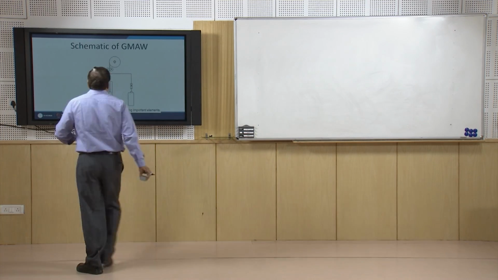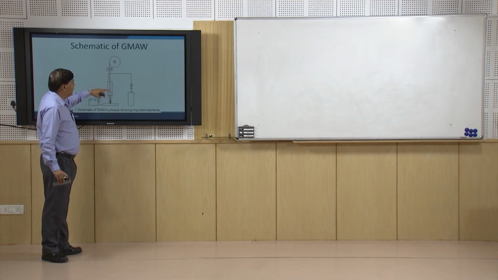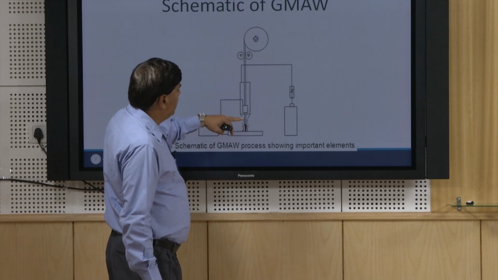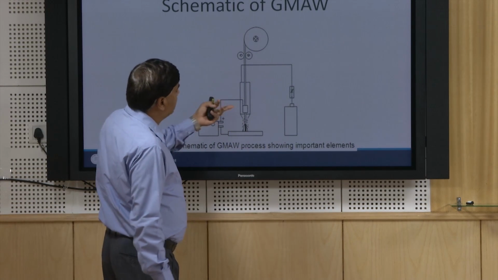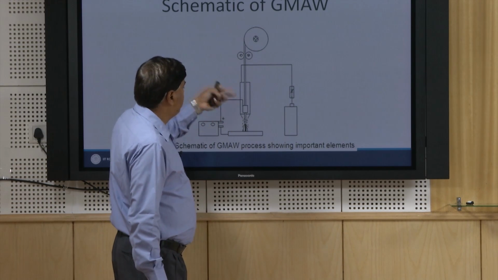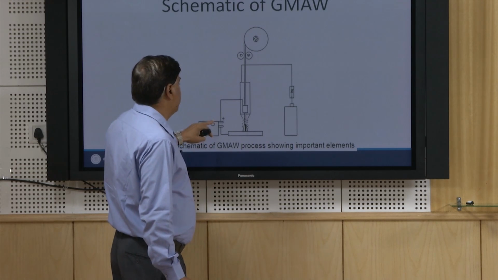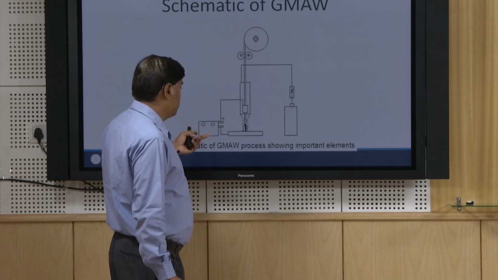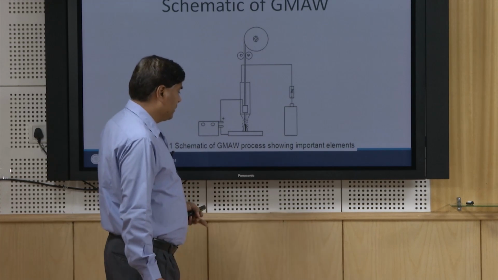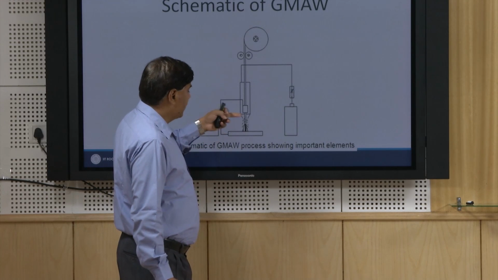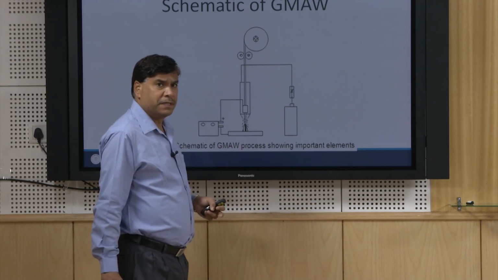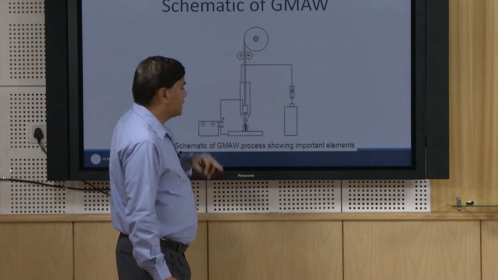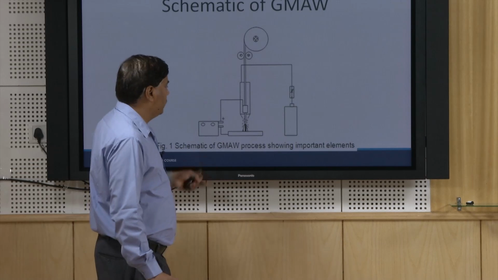we use a continuous electrode which is fed through the contact tube, and the contact tube is connected to the power supply. One terminal of the power supply, which is normally positive, is connected to the electrode and the negative terminal is connected to the workpiece. An arc is struck between the electrode and workpiece, and the heat of the arc is used for melting of the base metal as well as the melting of the electrode.